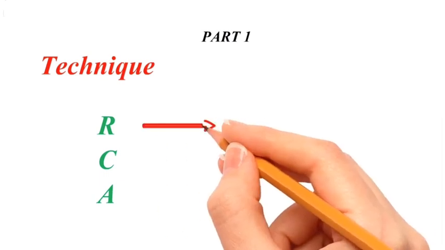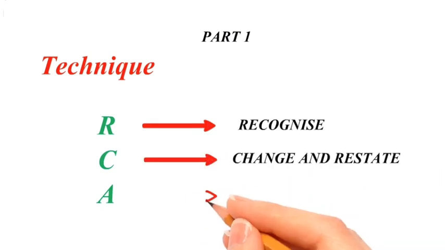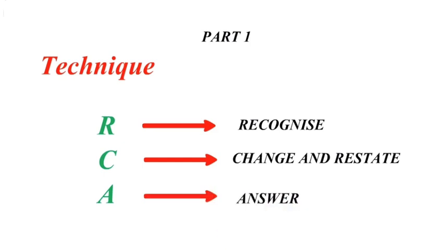Well, for answering these questions, we will learn one technique through which we can answer any English question easily and quickly. So, what's that technique? This technique is called RCA. Here, each letter stands for a step that we will take in the process of replying to any question. R stands for recognize, C stands for change and restate, and A stands for answer. So these are the 3 steps that we need to take to answer any question. Now let's understand all these 3 steps in detail.